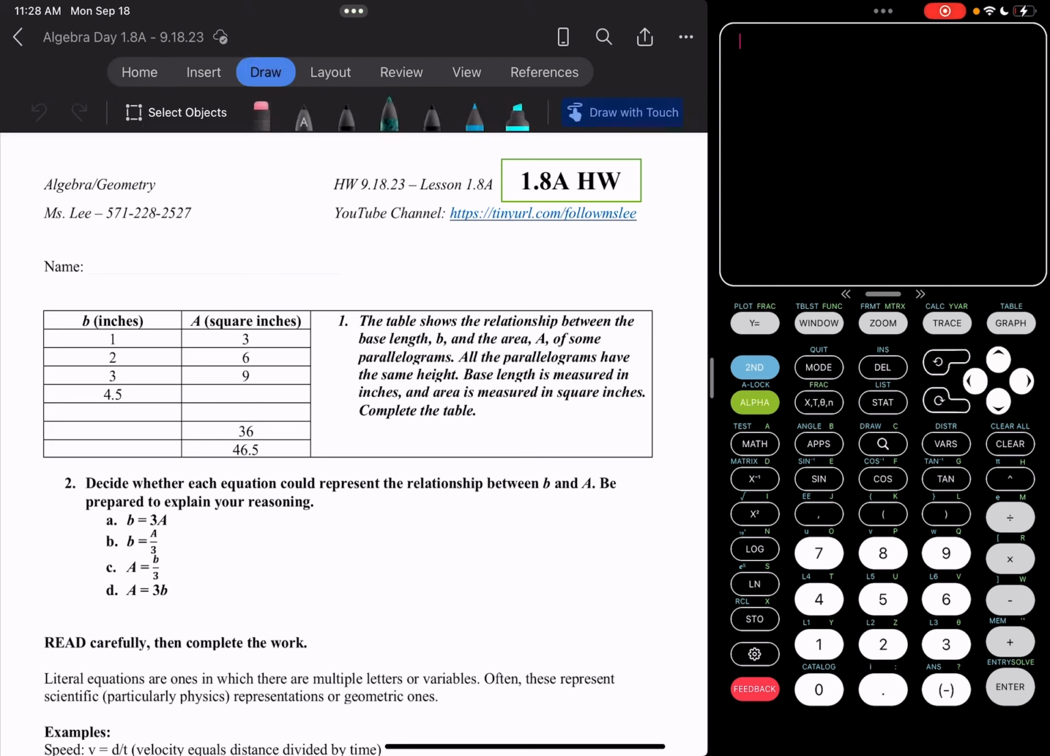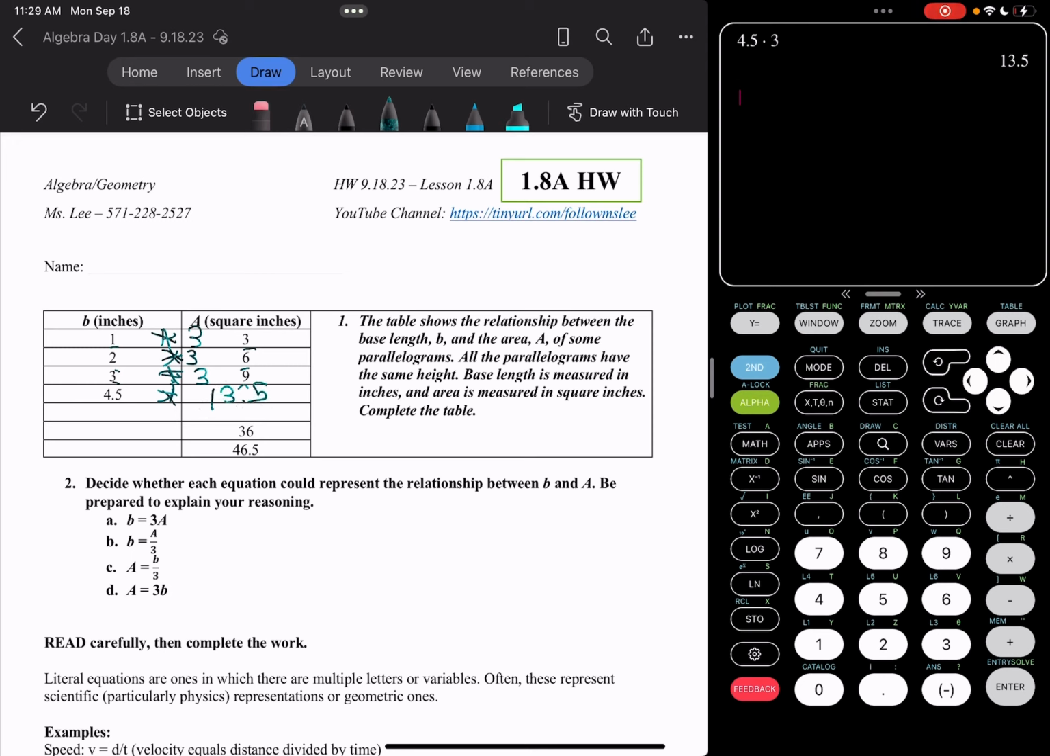So I'm looking for a pattern and I see that I have 1, 2, 3, and 3, 6, 9. Now seeing that, if I'm skip counting, I see that I'm moving up by multiples of 3, right? And so here I can see the pattern is that I'm multiplying b by 3 to get a, the area. So to do this, then I'm going to get 4.5 times 3 is 13.5.